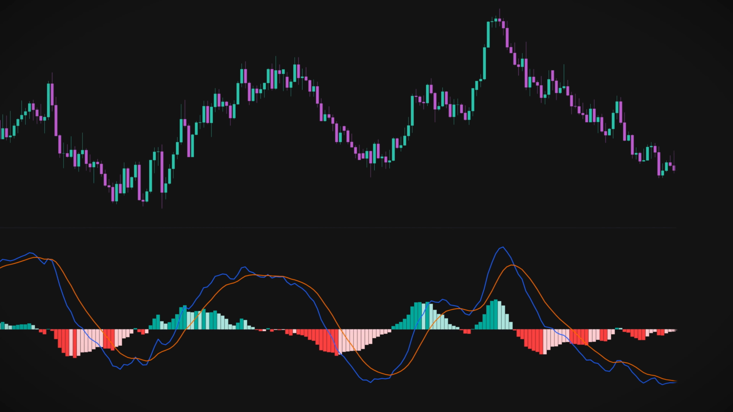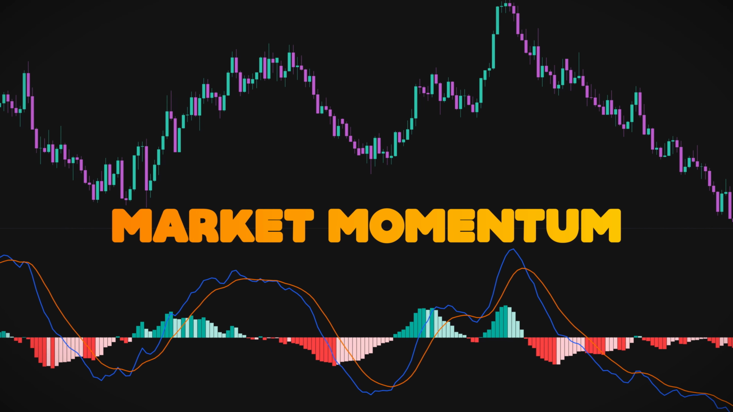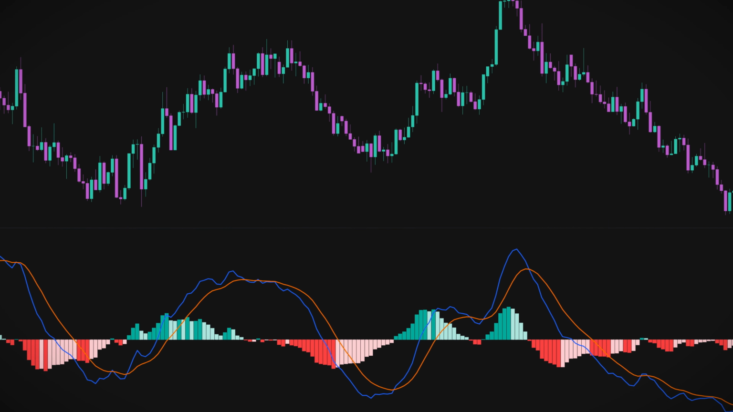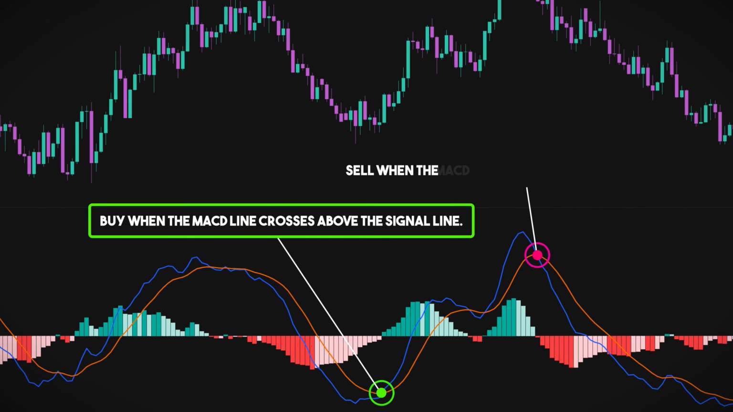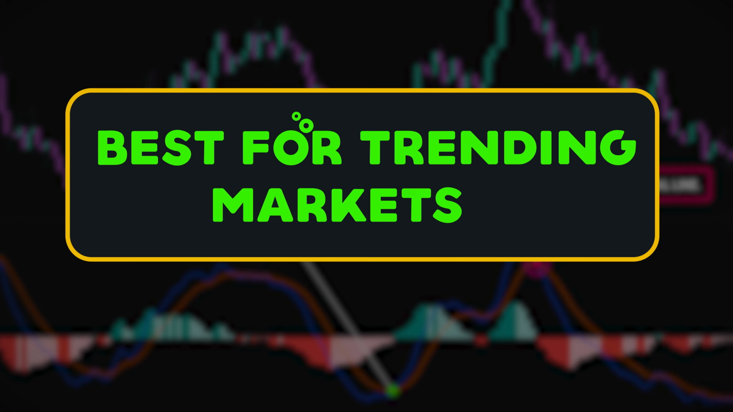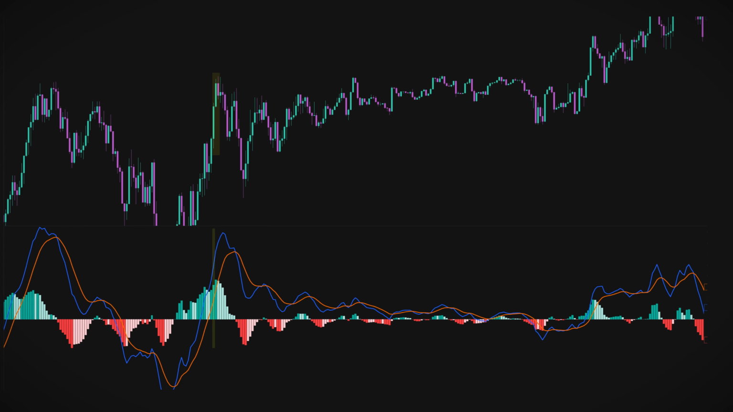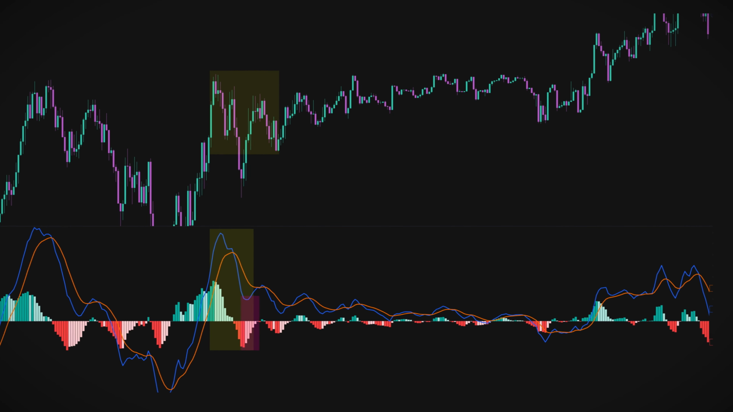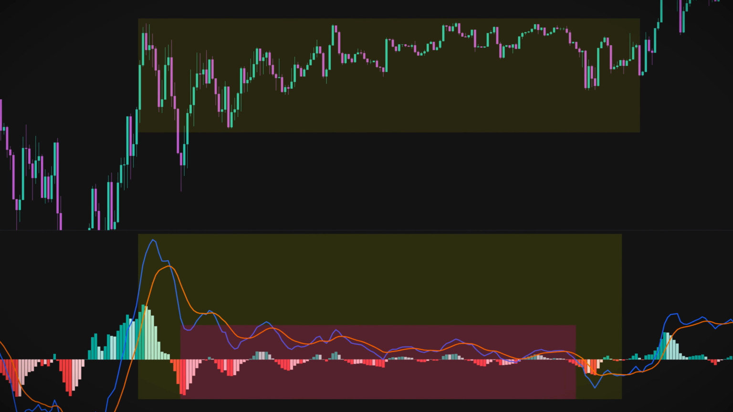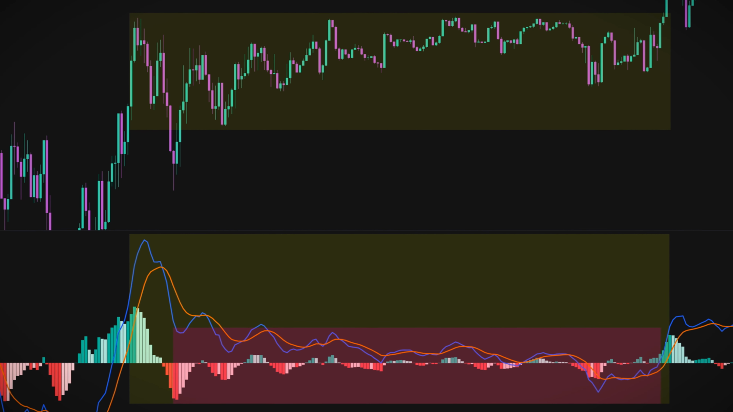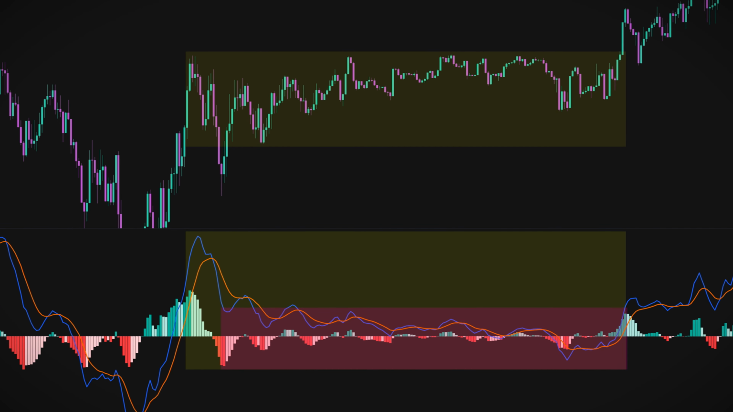The third indicator we use is the MACD, which helps measure market momentum. While many traders rely on MACD crossovers, buying when the MACD line crosses above the signal line and selling when it crosses below, this works best in trending markets and can give false signals in sideways markets. However, in this strategy, the MACD is not used as a standalone indicator. Instead, it is used to confirm that market momentum aligns with the trade direction.